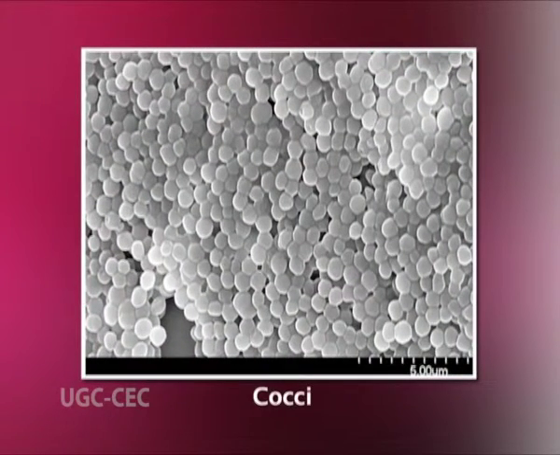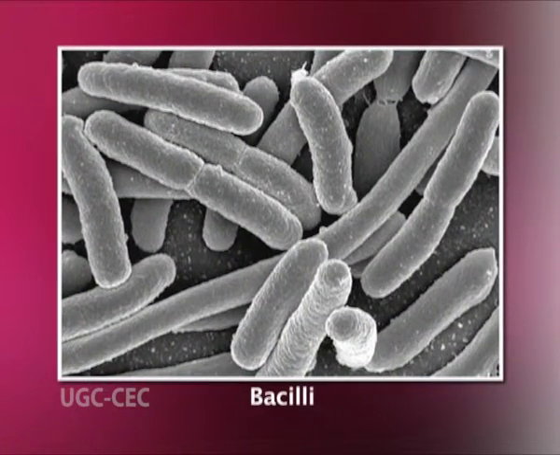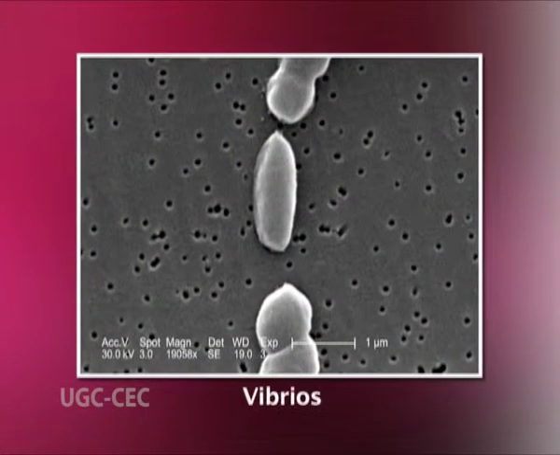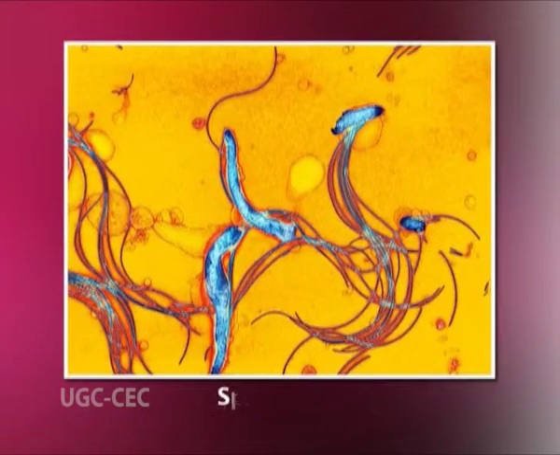Cocci, from coccus meaning berry, are spherical or oval cells. Bacilli, from bacillus meaning rod, are rod shaped cells. Vibrios are comma shaped curved rods and derived their name from their characteristic vibratile motility. Spirilla are rigid spiral forms. Spirochetes, from spira meaning coil and chaete meaning hair, are flexuous spiral forms.